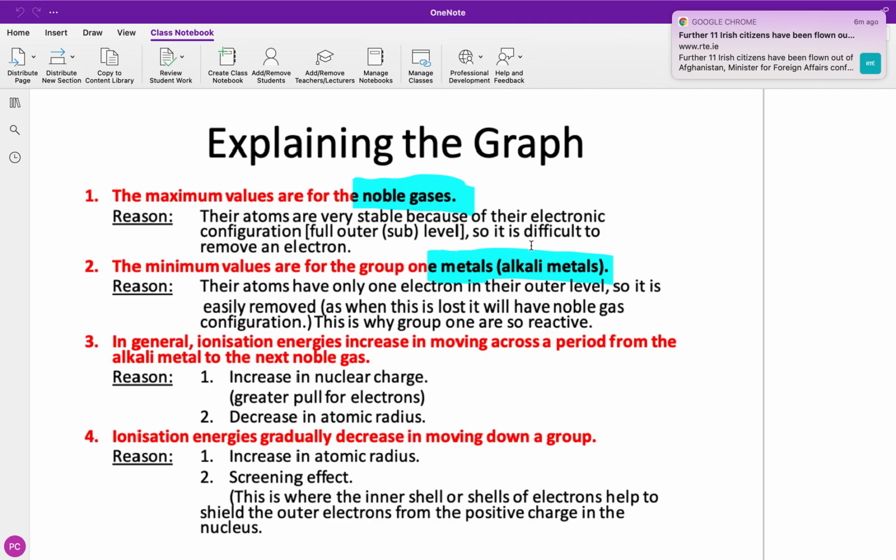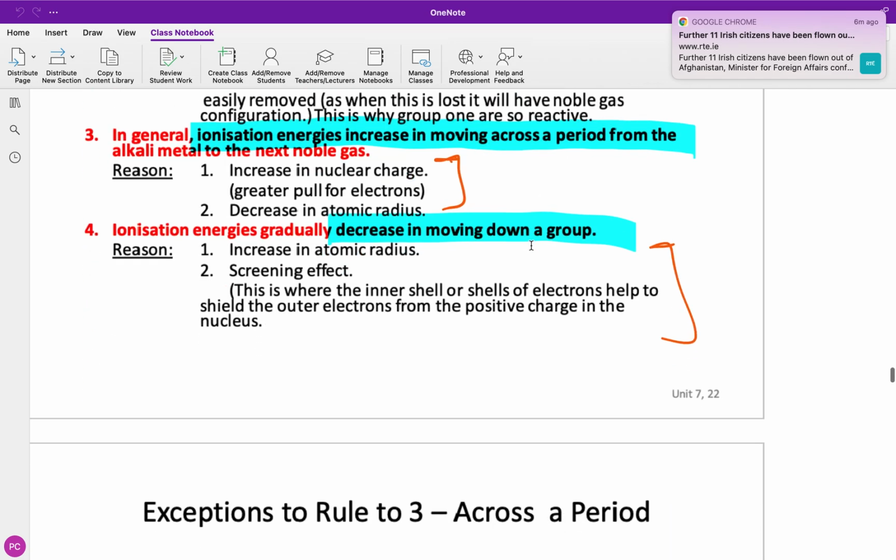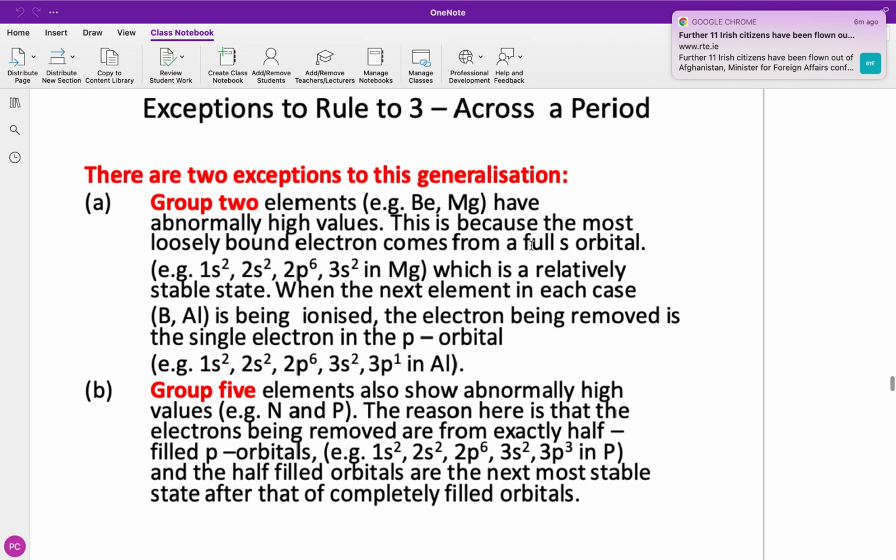So in general, ionization energies increase across a period and decrease down a group for the same reasons as we've said 2 or 3 times already today. Okay. The exceptions. There's always exceptions, as you know. 2 exceptions. Things like beryllium and magnesium. So these 2 here have abnormally high values. That's when you look back at the graph.